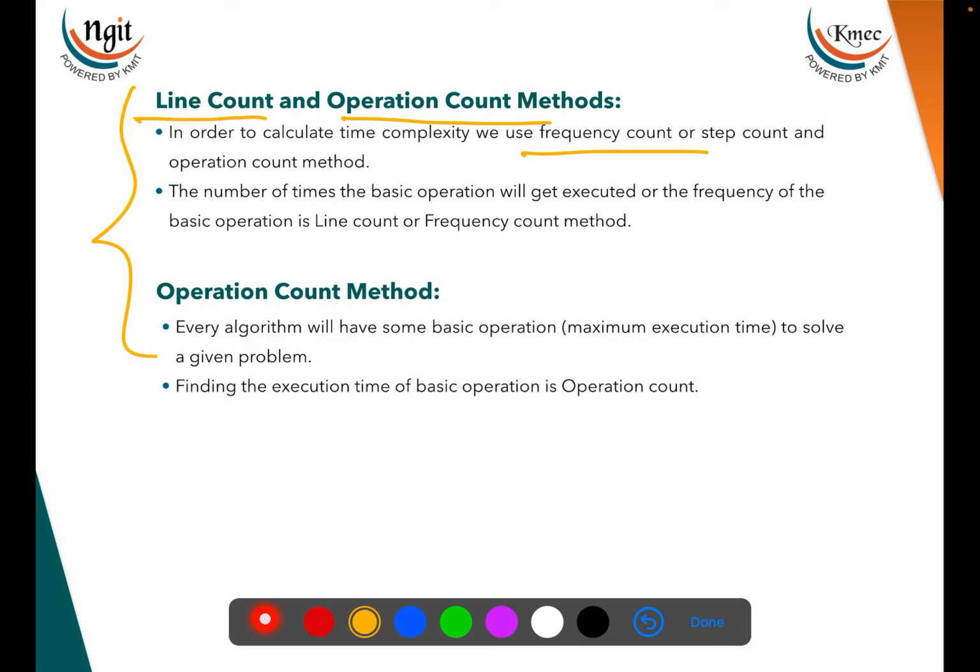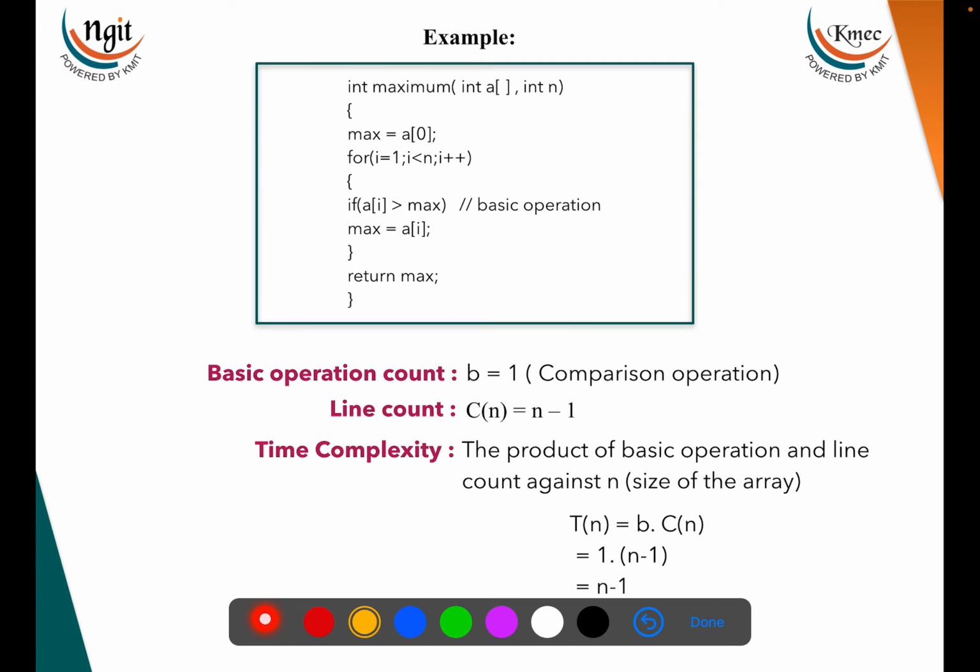So now you can see here frequency count. Now what is operation count? Every algorithm has some basic operation, the one with maximum execution time, to solve a given problem. Line count is the frequency count. Operation count is how many times it gets executed. Here is an example to understand more. Take the maximum algorithm. In this, what is the basic operation? The basic operation is the comparison operation. If you look at this algorithm, max equal to a of 0 is not a basic operation. The basic operation is the one with the comparison operation.